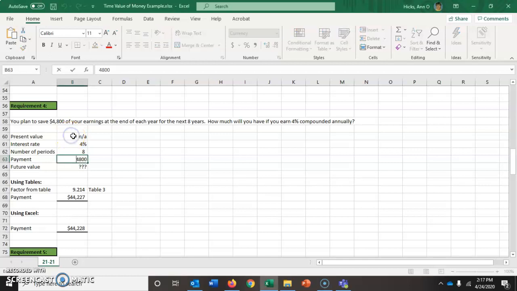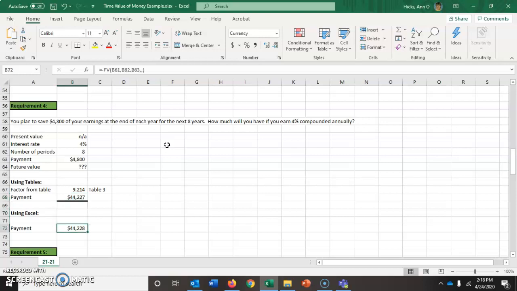So again, the present value is not applicable because we're dealing with a payment and we want to know how much it will be in the future. Interest rate is 4%, 8 periods. We can go to the tables. Again, we'll be using table 3, which is future value of an annuity. And the factor for 4% in 8 periods is 9.214. If we multiply that by the payment, that gives us $44,227, which is how much we will have accumulated at the end of the 8-year period.